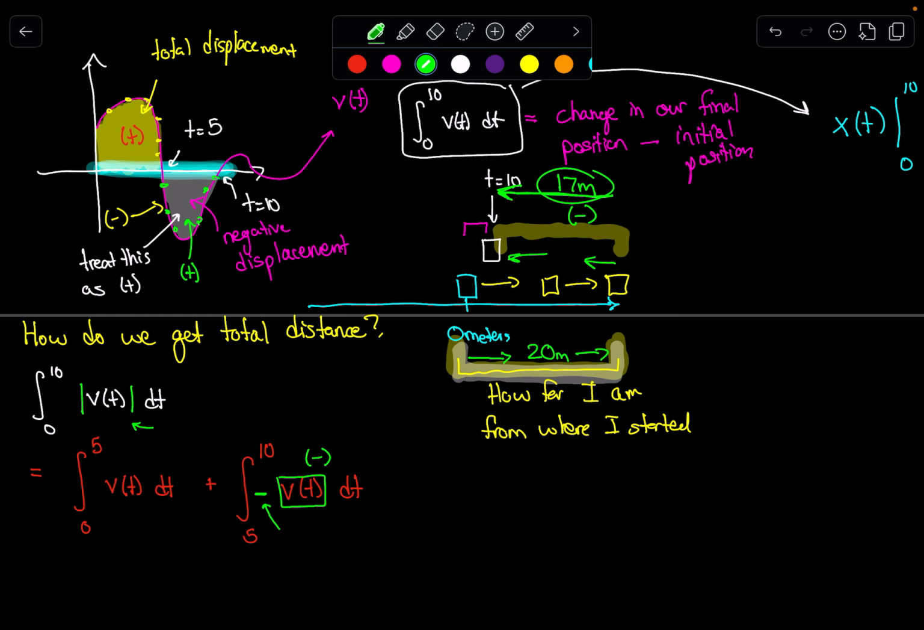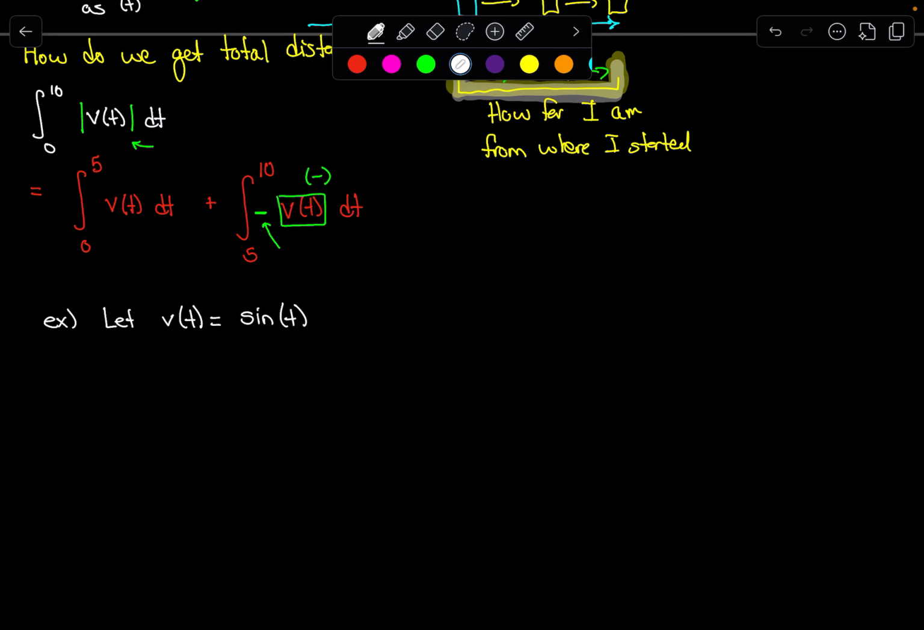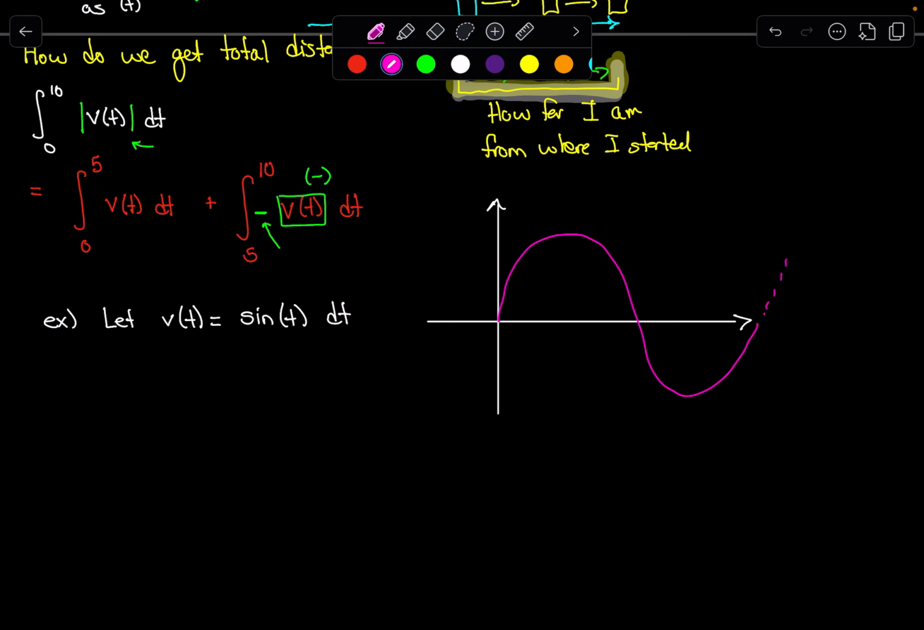So what do I mean? Let's do one final example before we call it. So let's let v of t be equal to the sine function, sine of t dt. Okay, so I'll make a sketch for us. This should be somewhat familiar from the work that we did in the last video. But here is our sine function. So we write something like this, and it keeps going, okay?